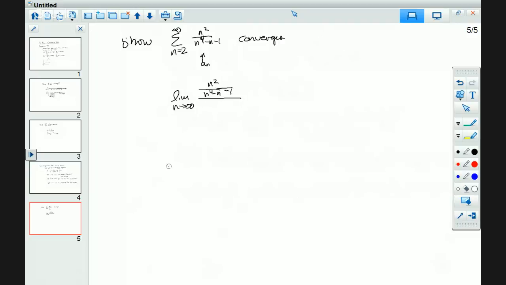Is there a B sub n here that we could use? That's really similar to this one, right? What's n squared over n to the fourth? 1 over n squared. Do we know what 1 over n squared does? It's a P series that converges. So we could use that possibly in the limit comparison test.